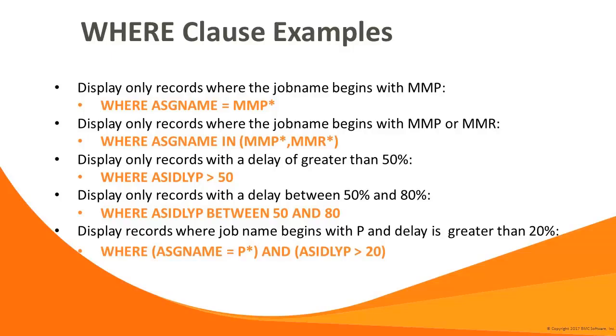If we want to display only records with a total delay greater than 50%, we could specify the where clause like this. To display only records where the address space delay is between 50% and 80%, we could code the where clause like this, using the between operator. If we want to display only records where the address space name starts with a P and the total delay is greater than 20%, we could use the clause as shown here. There can be more than one way to specify your where clauses to attain the same results. These are just a few examples of how to define where clauses. Where clauses follow the same syntax.